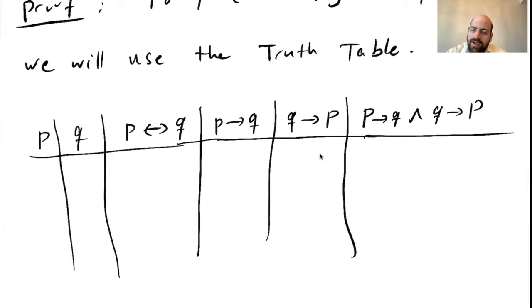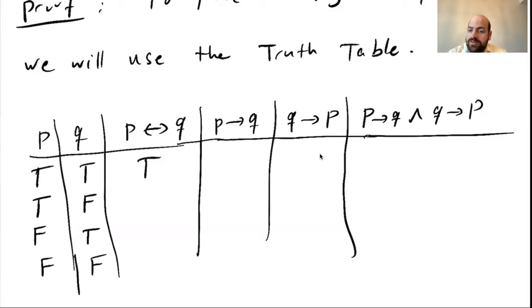Okay, so again, I have four possibilities like always. Both of them could be true, or P true, Q false, or P false, Q true, or both of them could be false. For if and only if, we say that it's true if both of them are true, so in this case it will be true, or if both of them are false, so in this case it will also be true, and otherwise it will be false. Now let's look at P implies Q. P implies Q, if both of them are true, is true. Q implies P, both of them are true, again it will be true.